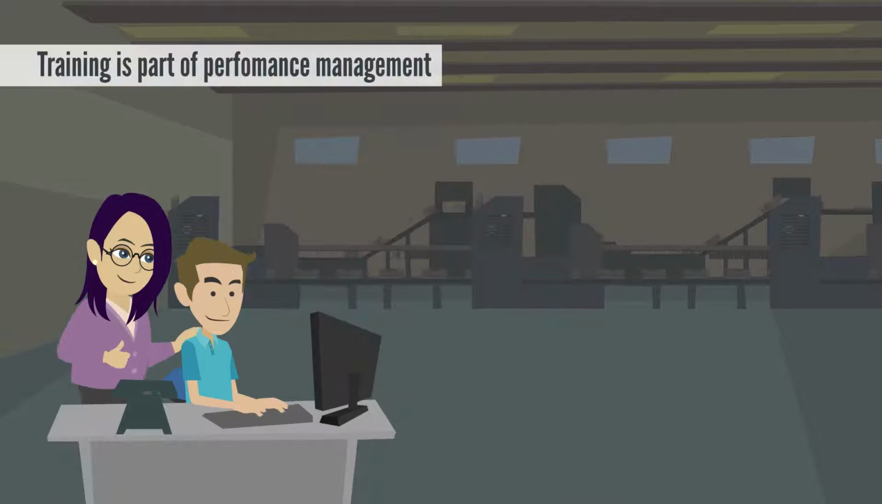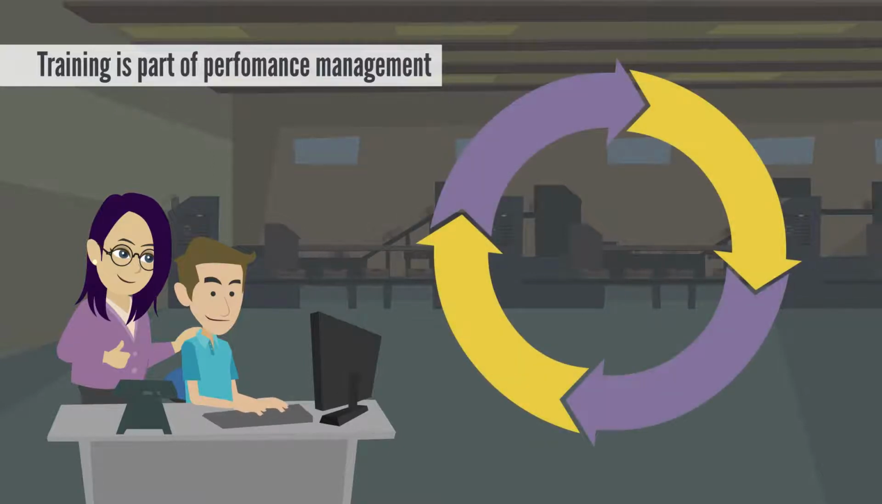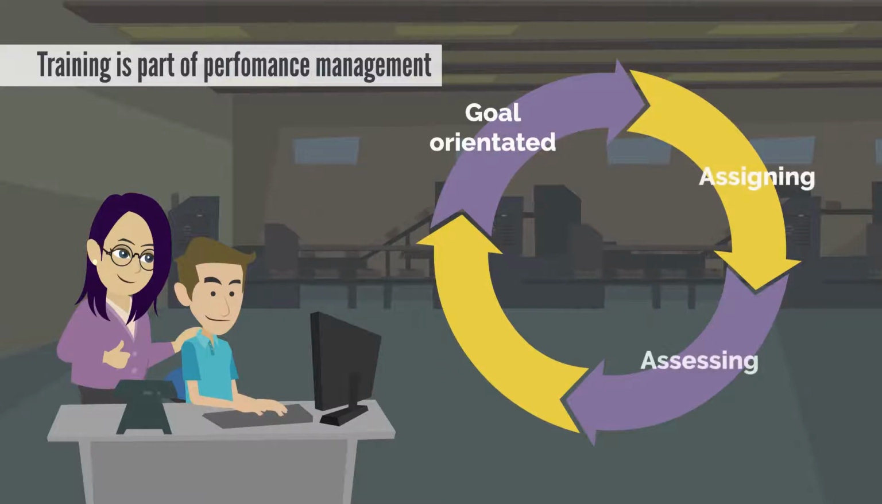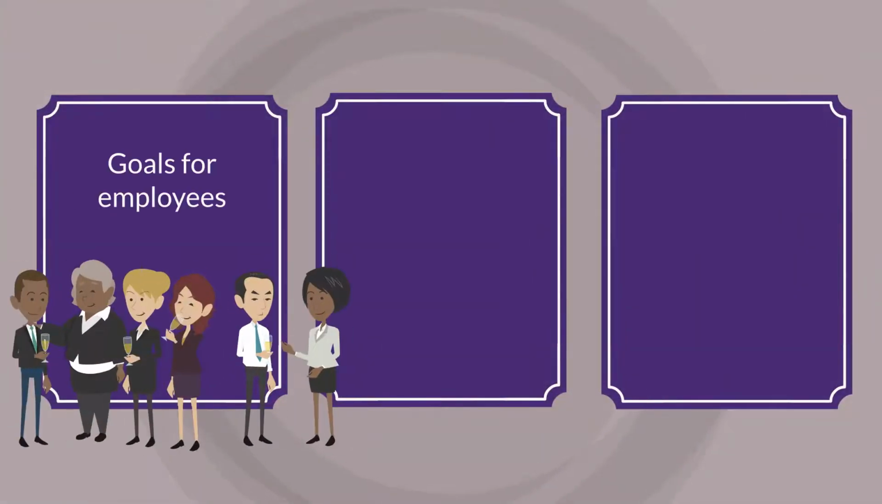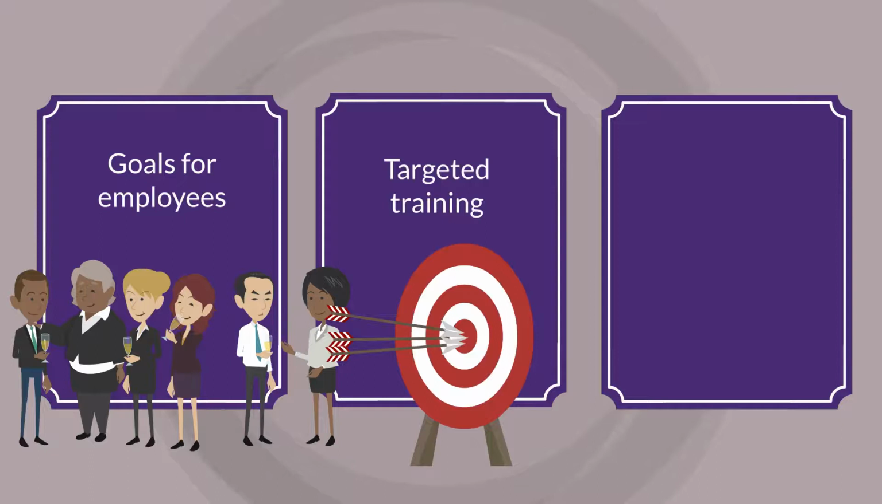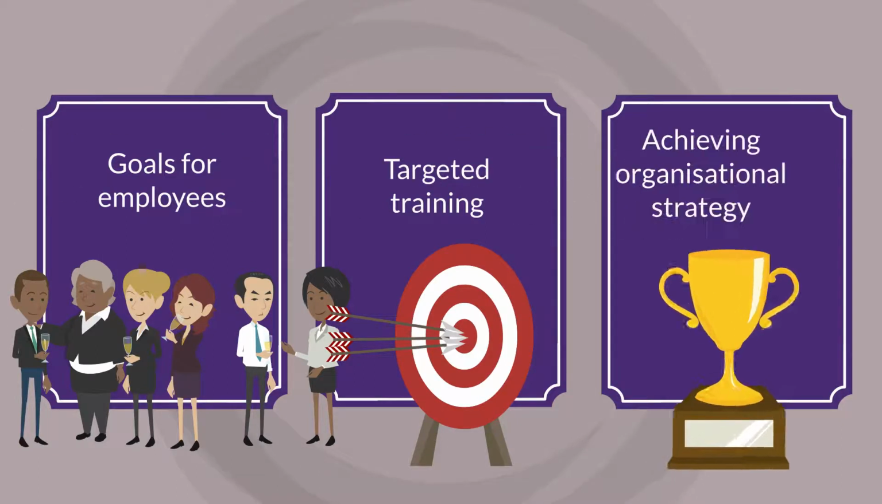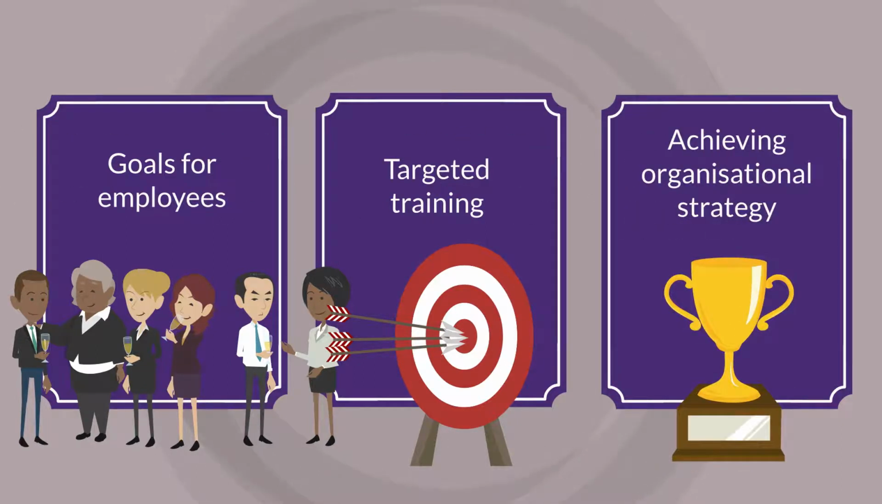It should be noted that training is part of a more significant issue of performance management. That is, generally, an integrated, goal-oriented approach to assigning training, assessing and rewarding employees' performance. Managers set goals for their employees that are aligned to the company's goals and strategy. Training is one of the ways that the organisation helps the individual to meet these goals.